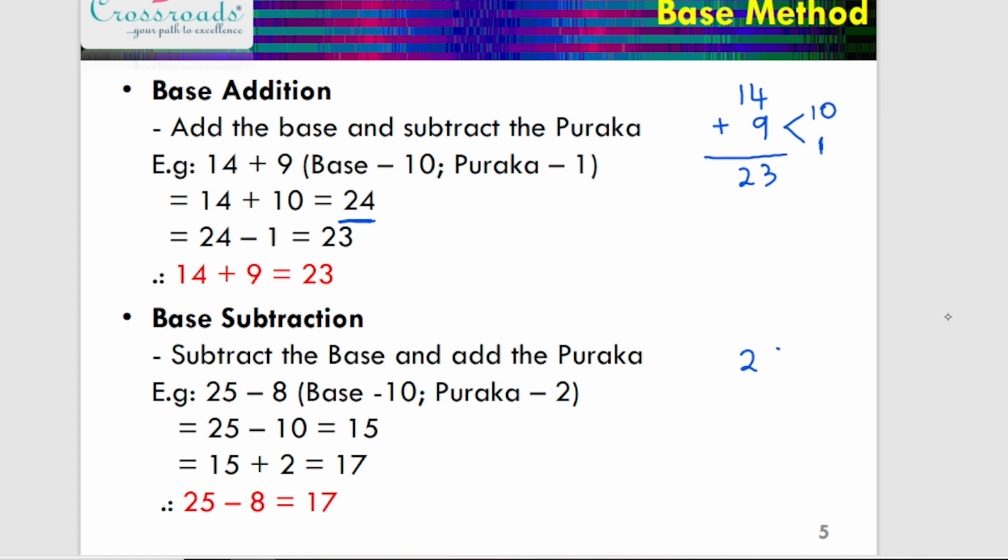Here the given problem is 25 minus 8. Again the base is 10 here. The complement or the Puraka will be 2, because the difference between 8 and 10 is 2. So here what am I going to do? The method says subtract the base. So 25 minus 10 is 15. Now to this 15 I am going to add the Puraka. In addition I subtracted the Puraka; here I am going to add the Puraka. So 15 plus 2 is 17. So 25 minus 8 is 17. This is how we use the base method to do addition and subtraction.